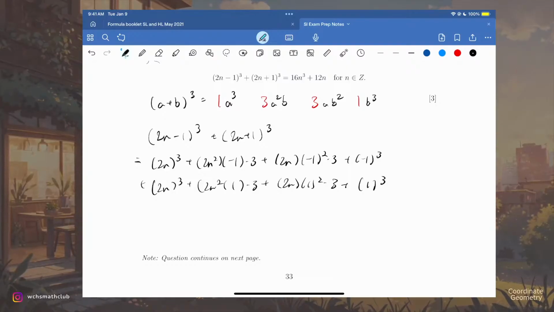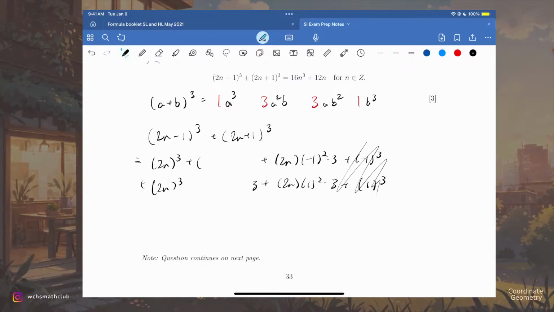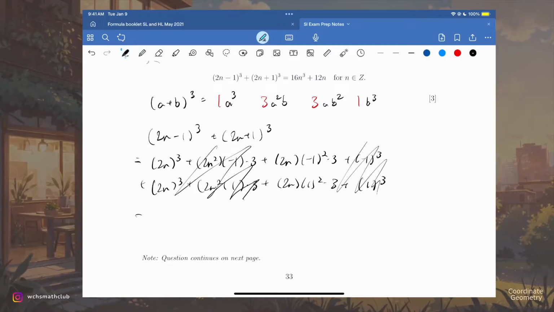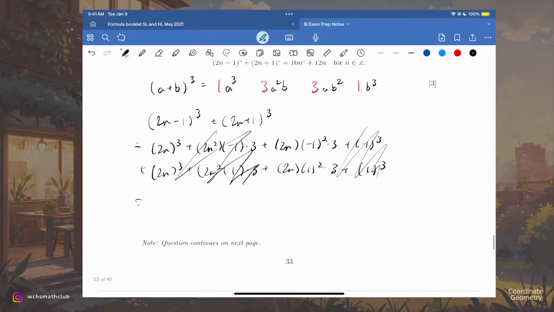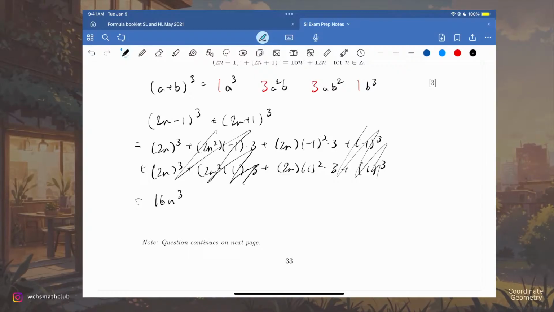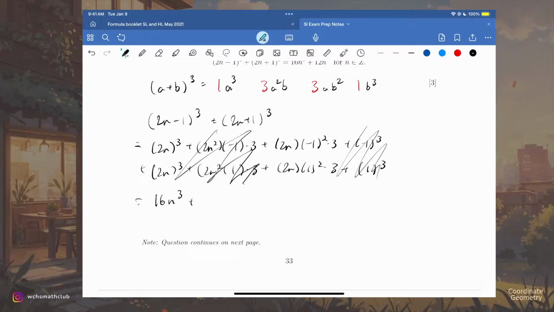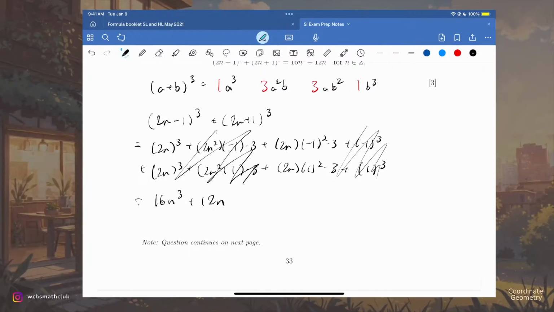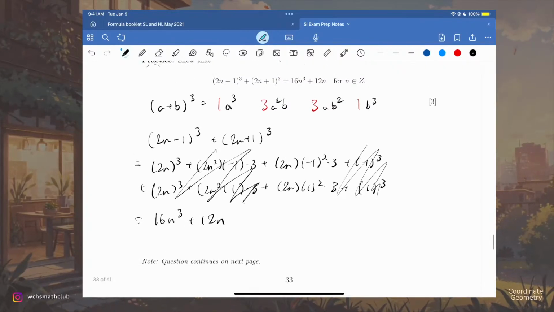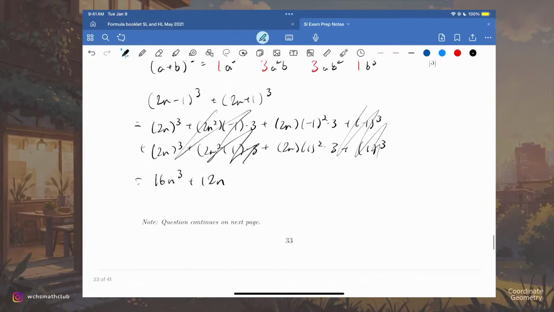Okay, and you notice that basically all of these cancel out. Oh, never mind. So that cancels out. This cancels out. Oh my. Okay, and then what you're left with are these terms. So this equals 16n cubed, and then plus here becomes 6 times 2 is 12. So plus 12n, and we're done, because we've shown that the left side equals the right side.